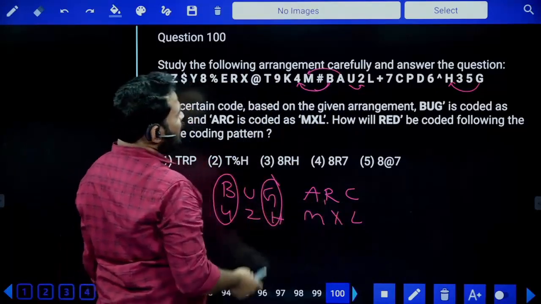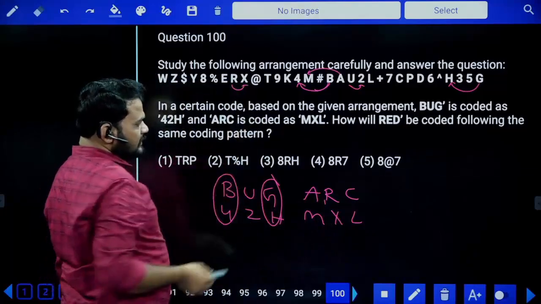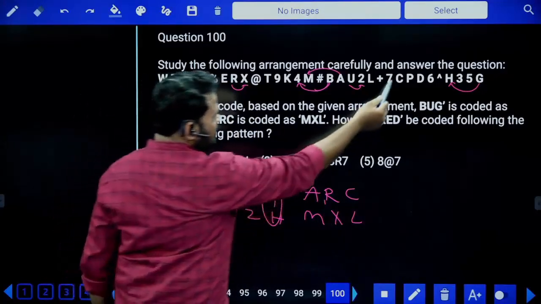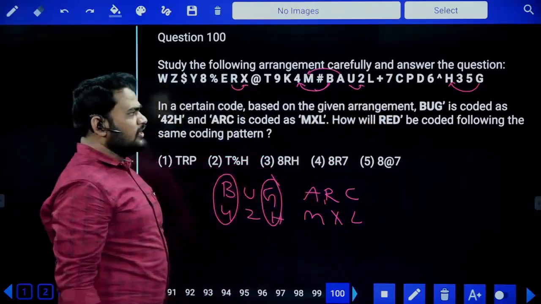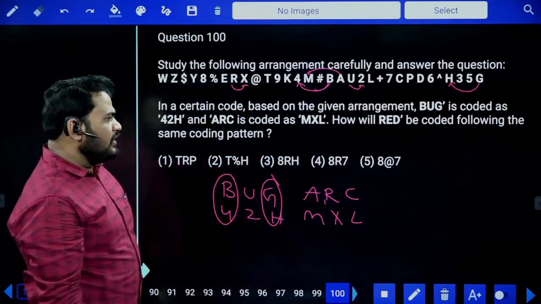Immediate right of R has to be X. Third to the left of C must be L. First left, second left, third left is L. Then how will RED be coded in the given code language?